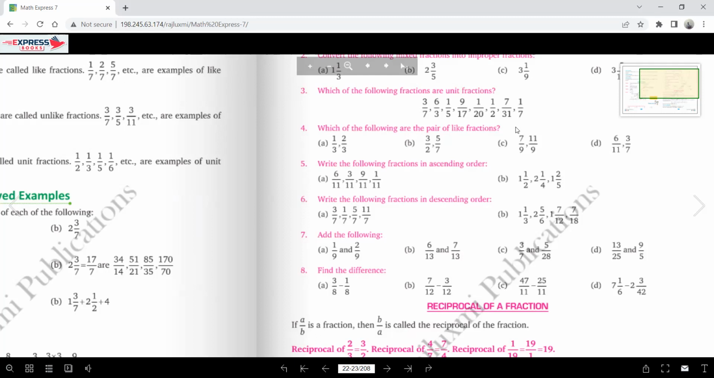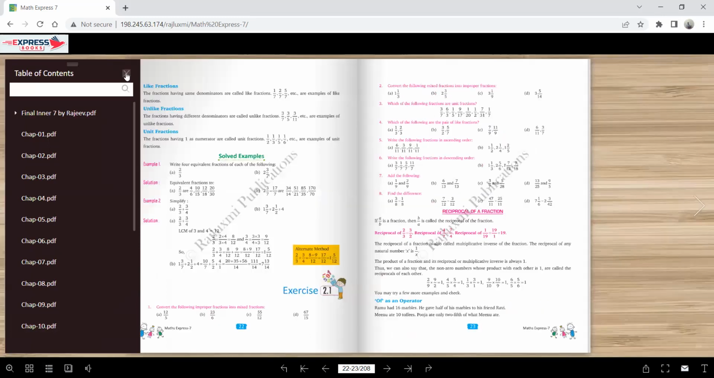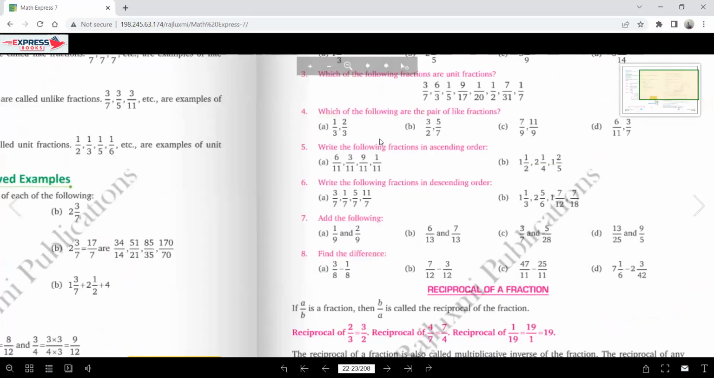Now the question number 4 is, which of the following pairs are like and unlike fractions? Okay, which of the following are like and unlike fractions? Now what you have to do? Like and unlike. My dear student, as I told you, if the denominators of the two fractions are the same, they are called like fractions.